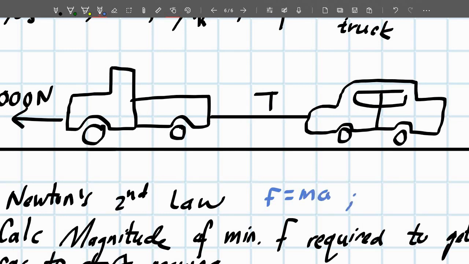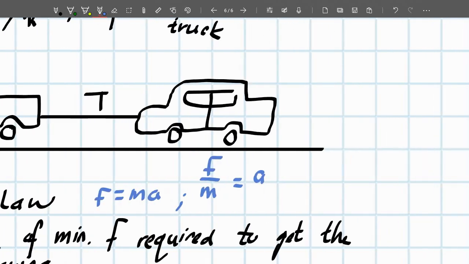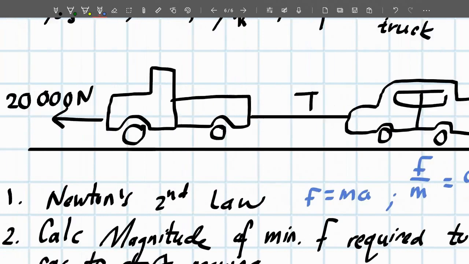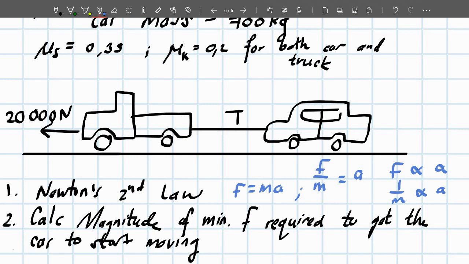Make sure you write it in words, but just for the sake of this video, we can say F over m is equal to a, and that the acceleration is directly proportional to the force, and the acceleration is inversely proportional to the mass. So that's just Newton's second law definition.